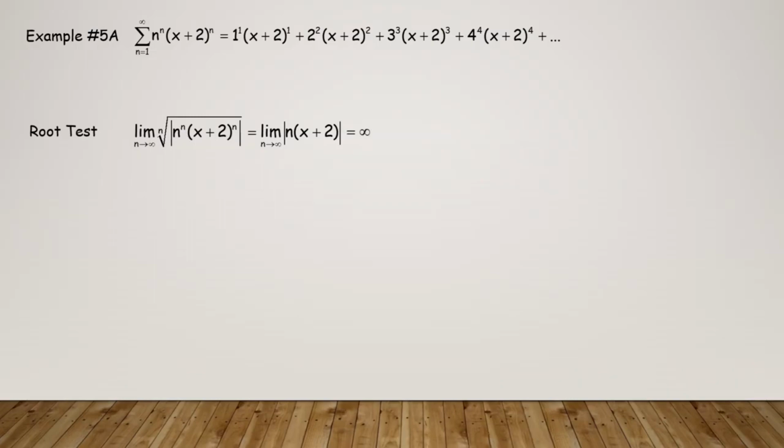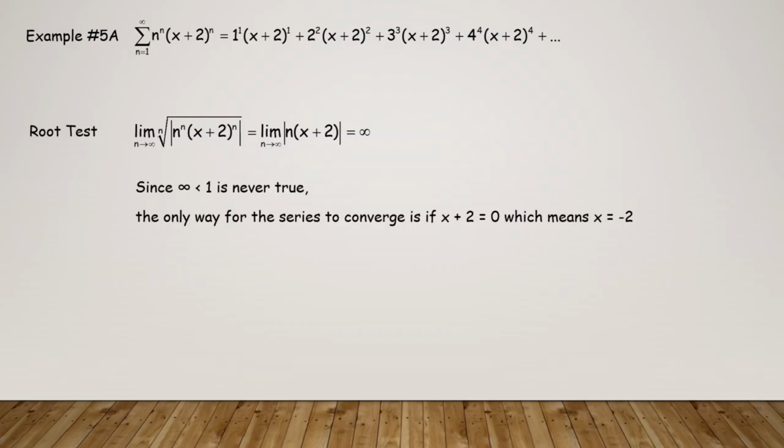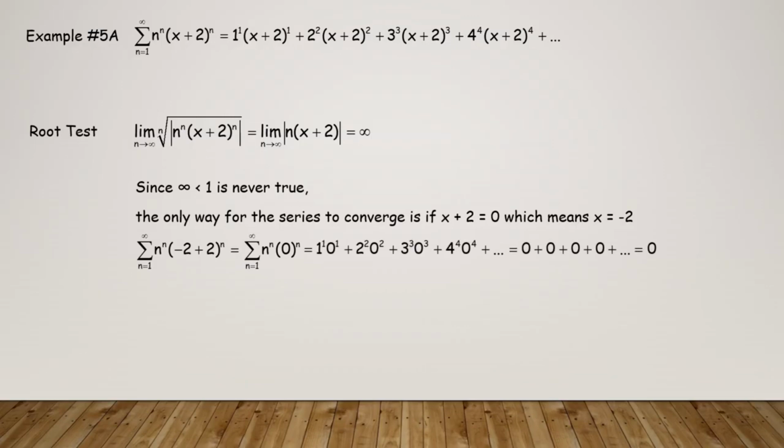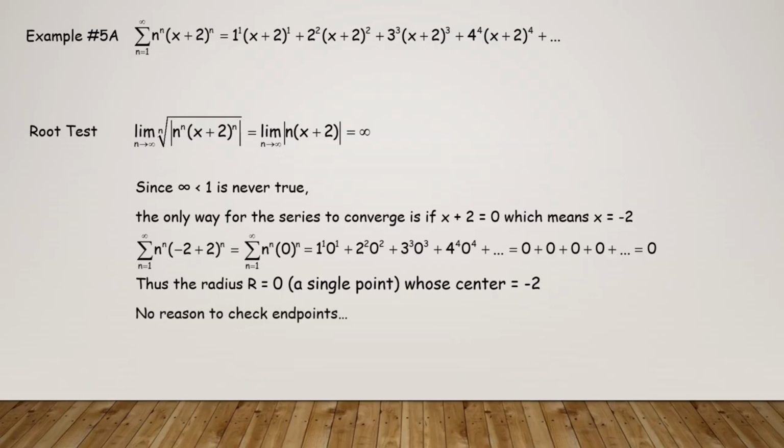Our limit is infinity. And because we have the same situation, the only way we'll get this to converge is if this time x plus 2 equals 0, which means we will need to use a value of x equal to negative 2 in the summation to produce n to the n times 0 raised to the n. And this will produce terms that are all 0, so that we can come up with a sum that equals 0. So in the end, our radius of convergence is 0, a single point. Its center is at negative 2. We don't need to worry about endpoints because our interval of convergence is the value negative 2.